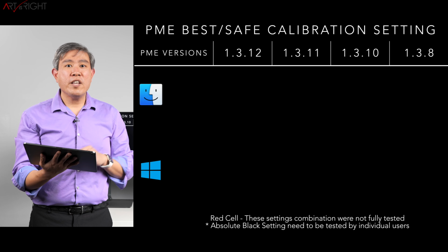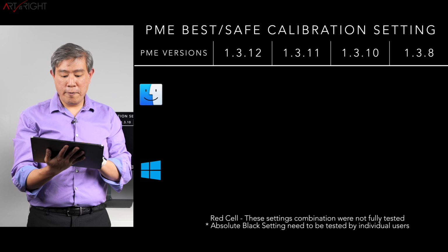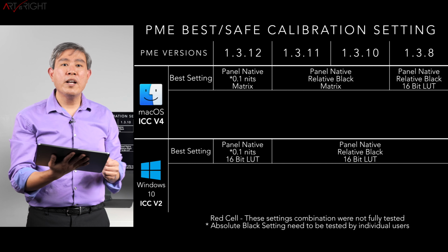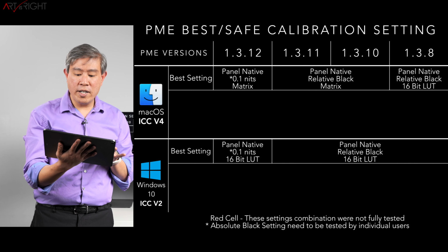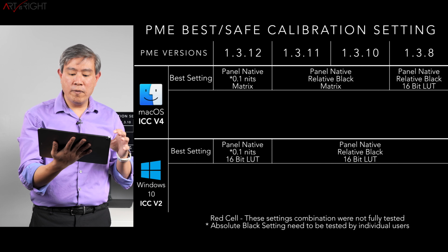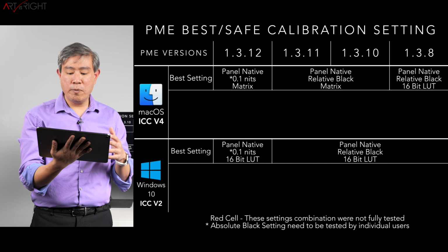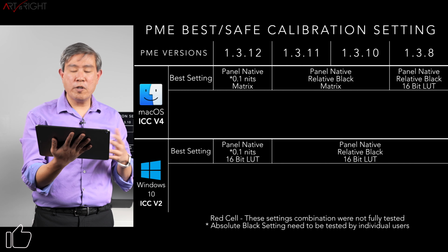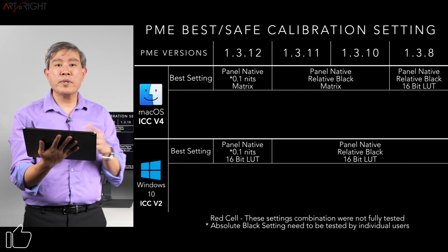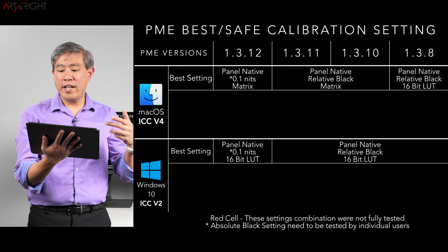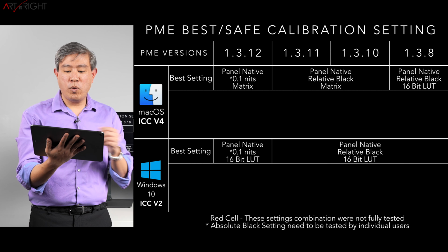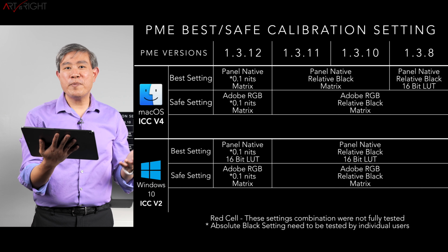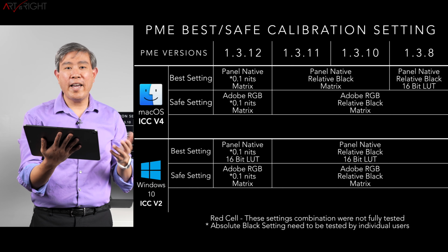Now let's talk about the best and safe calibration setting for Palette Master Element for both Mac and PC. If you're running on Mac, you can use ICC Profile version 4. If you're running on PC, ICC Profile V2, and you can see there on the chart, we're going to just focus on 1.3.12. Best setting for Mac is going to be Pano Native, 0.1 nits, and Matrix as the profile type. For PC, you're going to use Pano Native, 0.1 nit, and 16-bit LUT. You're going to notice really quickly that 0.1 nits serves as a replacement for relative black in 1.3.12, as you will see continuously here. And safe setting, Adobe RGB, 0.1 nits Matrix for both Mac and PC.